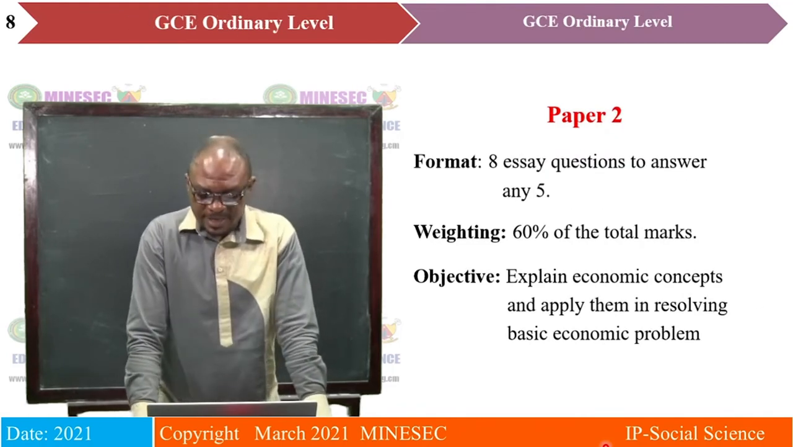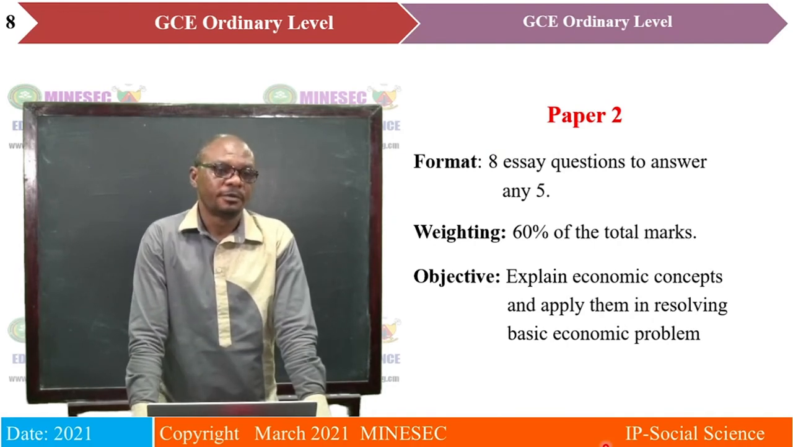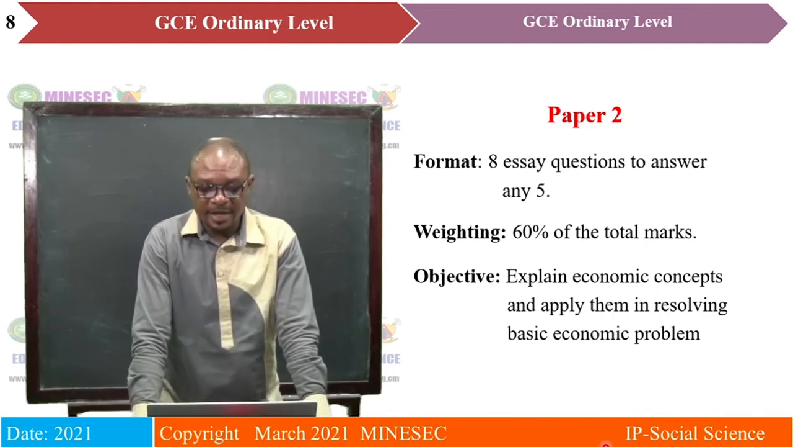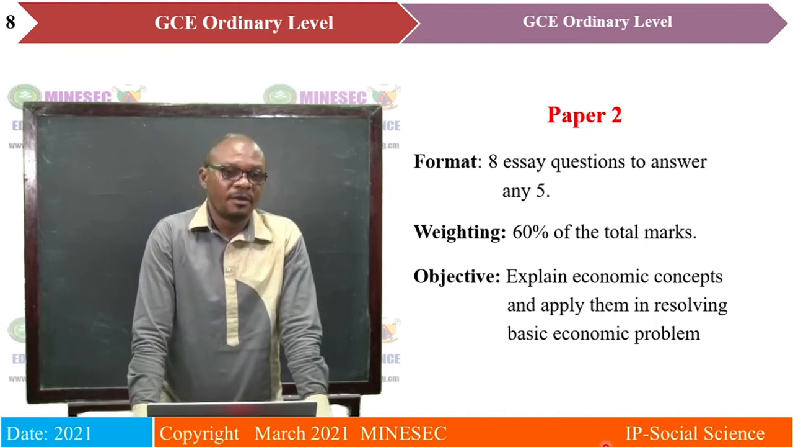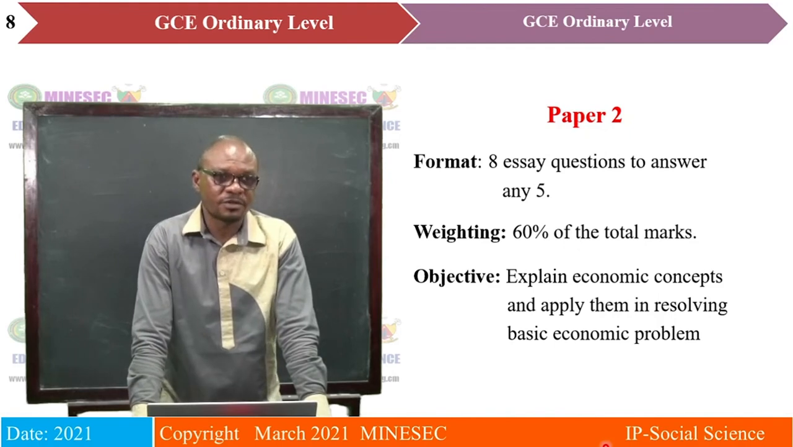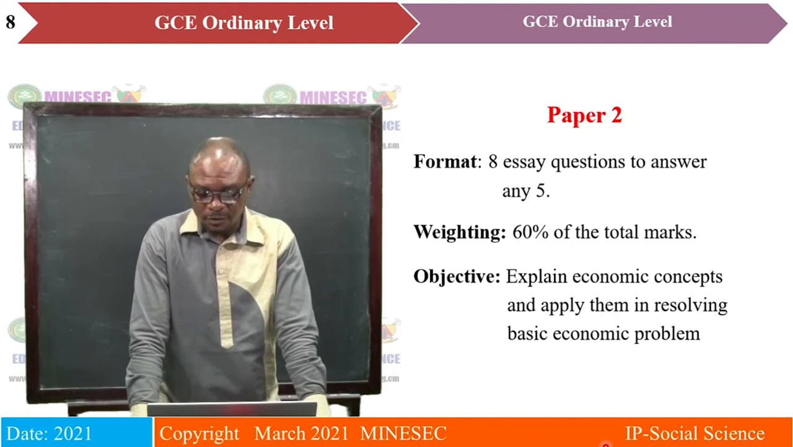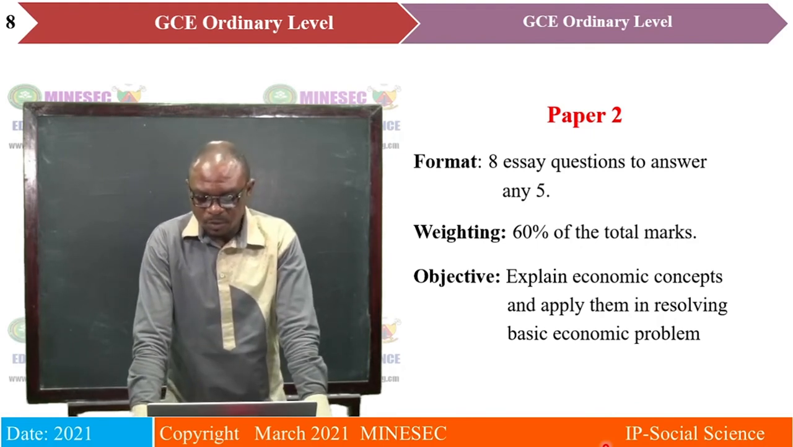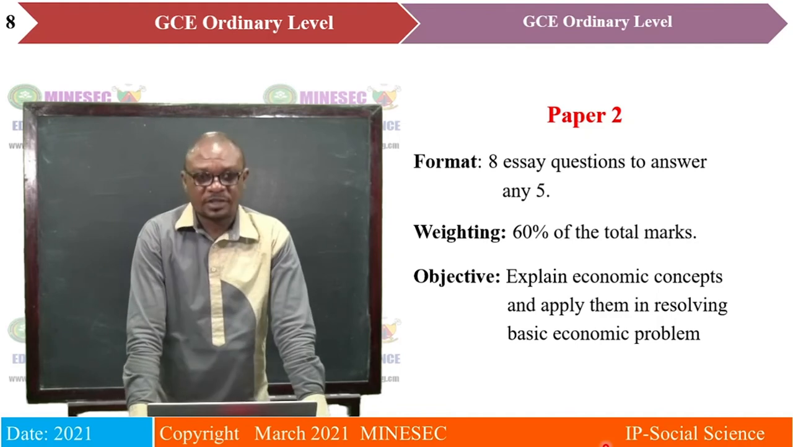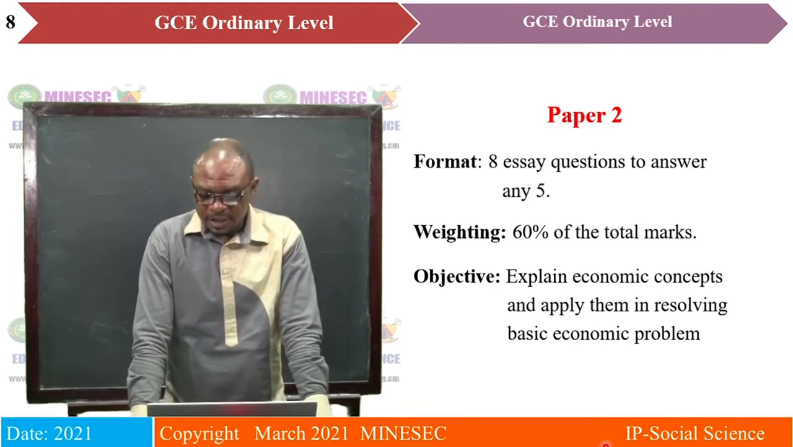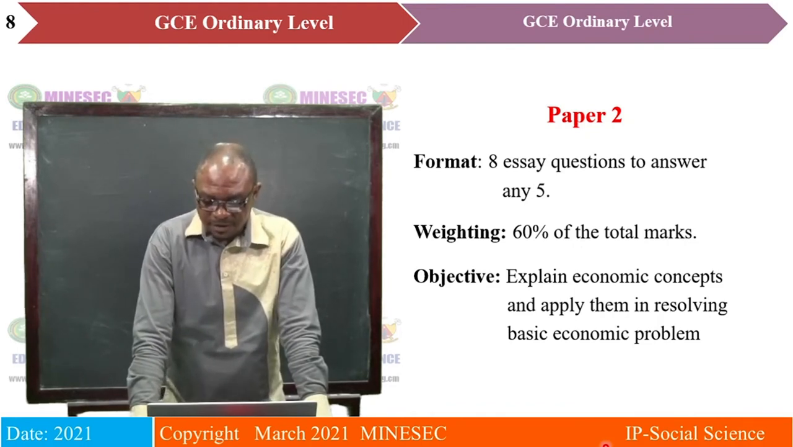Paper two has 8 essay type questions, but candidates are expected to answer any 5 of the questions. Given that the time allocated for this paper is 2 hours 30 minutes, it means that you have about 30 minutes to spend on each question, or perhaps 25 minutes if we consider that you use maybe 5 minutes to read each question. The weight of paper two is 60% of the total marks. That means that each question will be 20 marks. That is 5 questions that make 100, but it will be converted to 60. The objective of this paper is to test the ability of candidates to explain economic concepts and apply them in resolving basic problems.